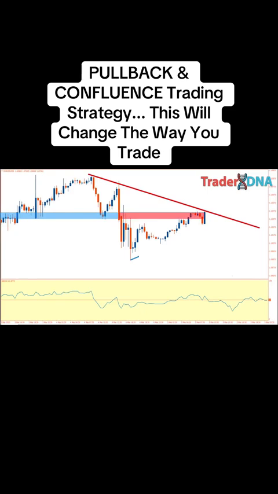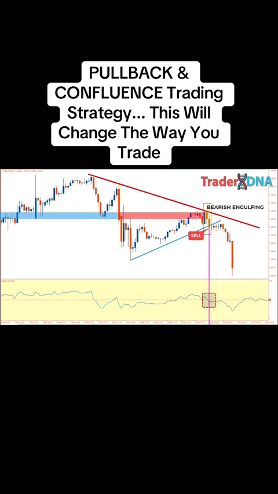As the price retraces back up to this level, our goal is to confirm that it will indeed reject this level and continue its downward movement. To achieve this confirmation, we patiently wait for the RSI line to cross below the middle line. Once this crossover occurs, it presents a favorable opportunity to enter a short position.